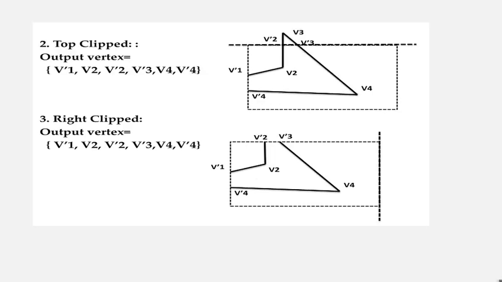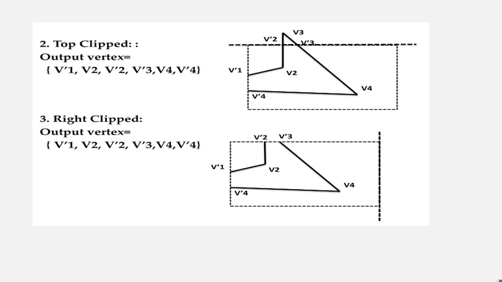This is the output vertex list if we clipped it from the left side. Next, if we clipped it from the top side, the output vertices will be V1 dash, V2, V2 dash, V3 dash, V4 and V4 dash. If we consider from V1 to V2, the intersection point will be considered of course. So that is V1 dash and V2. From V2 to V3, only the intersection point will be considered because here the vertex is going from inside to outside. So here V2 dash, and next from V2 dash to V3 dash, V3 dash to V4, V4 to V4 dash. This is the output vertex list if we clipped it from the top side.